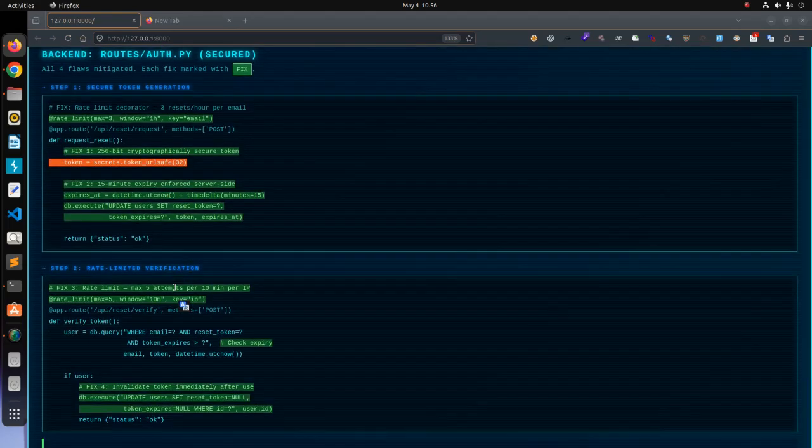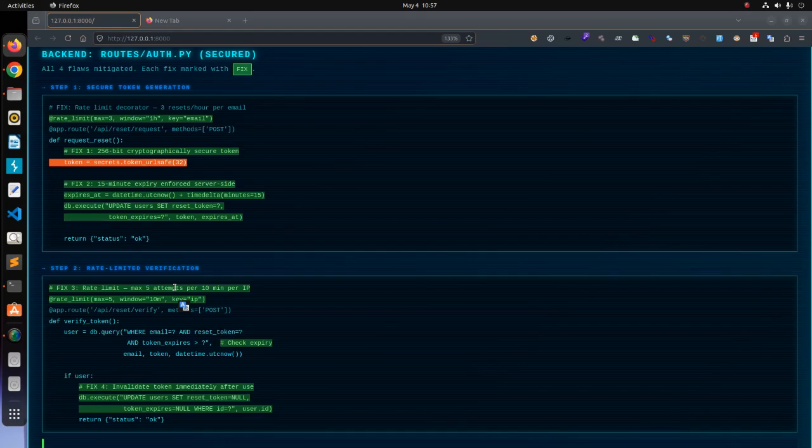Second is token expiry. We store an expiry timestamp. Now the token is valid for 15 minutes. And even if an attacker intercepts an email, the window is very tiny. Third is rate limiting. We limit reset requests to 5 per hour per email. An attacker cannot spam reset requests to a victim's account.